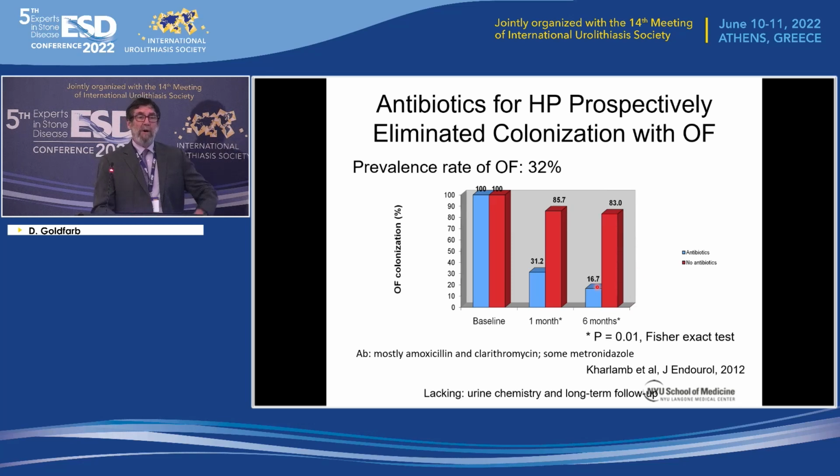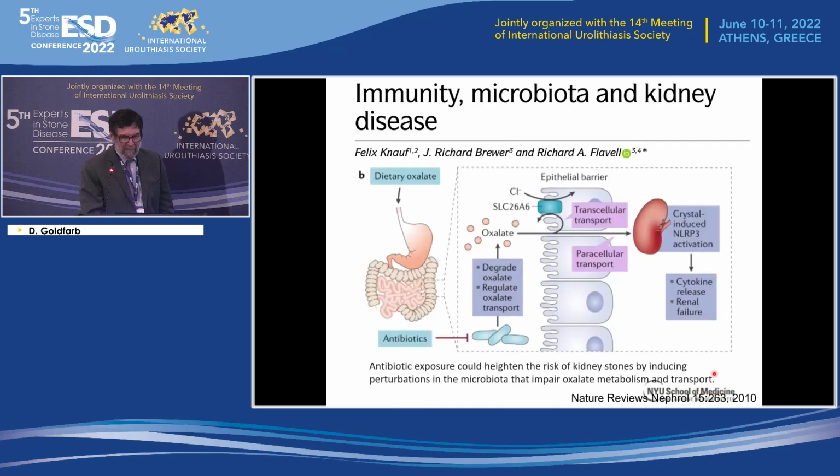So that is 2012. The question then would be, okay, would we follow those patients? No, this is not a group of stone patients. They're simply being treated for Oxalobacter. But the idea that this could be important was summarized in this slide. This is from Felix Knauf's article suggesting that immunity, the microbiota, and kidney disease could be related, and of course that courses of antibiotics here on the left side would perhaps lead to changes in the microbiome that could lead to changes in degradation of oxalate and lead to changes in absorption of oxalate and reduce kidney failure.